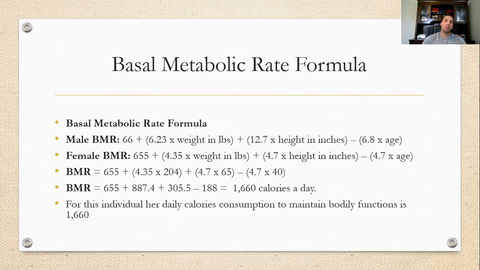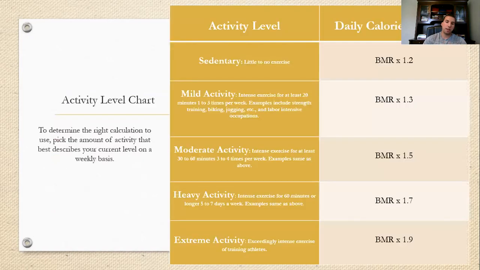You can see down here, we type in the 204 for weight, 65 for inches, and 40 for age. We do everything in the parentheses first, and then add it all up at the end, which will be the final BMR right there. And you'll get those numbers and then add them all up, which will be 1,660 calories. That's just to maintain bodily functions, 1,660 calories. But we've got to add some more components.